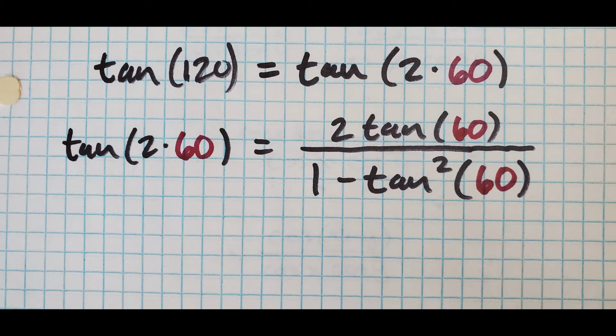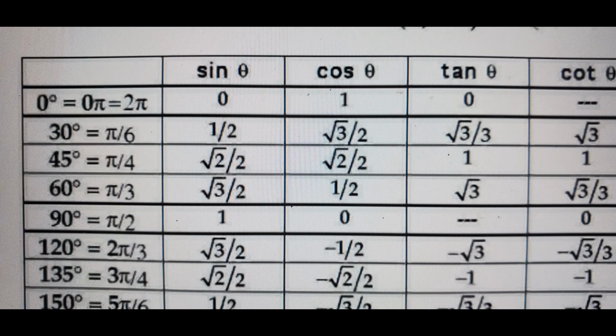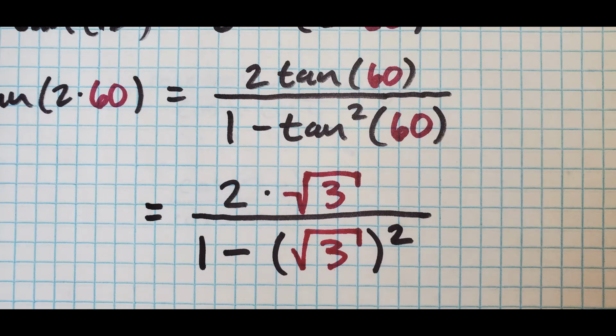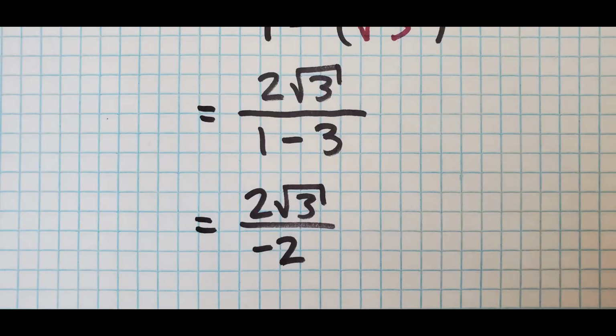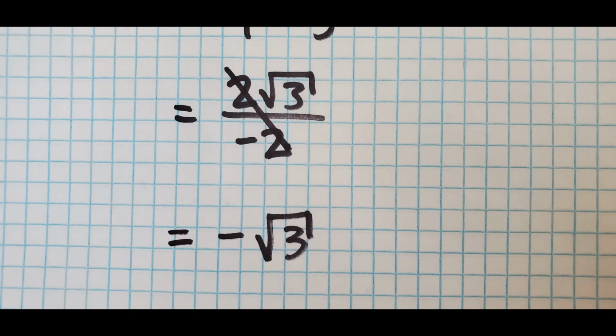Look up tangent of 60, and you're going to get square root of 3. So all those get replaced with square root of 3. On the top, we just get 2 times square root of 3. On the bottom, we get 1 minus 3 because square root of 3 squared is just 3. And then from there, we're going to get 2 root 3 over negative 2. 2's cancel off, and you just get left with negative square root of 3. Look that up on a chart, and yep, that's what we were supposed to get.